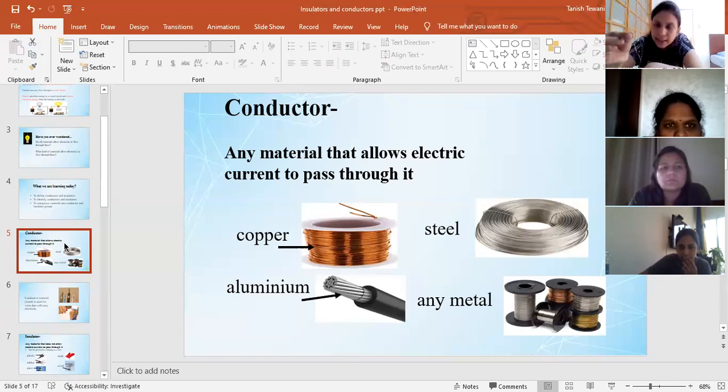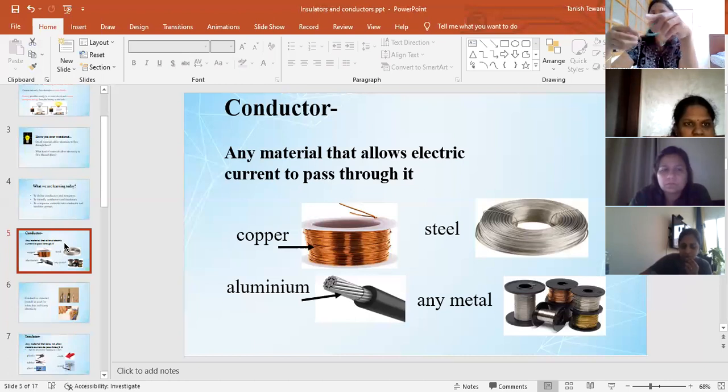Do we need this wire to pass the electricity? Yes, ma'am. We need this wire to pass the electricity. And this wire is made of metal. This is copper. So this is called a conductor. A conductor is the material which allows electric current to pass through it.